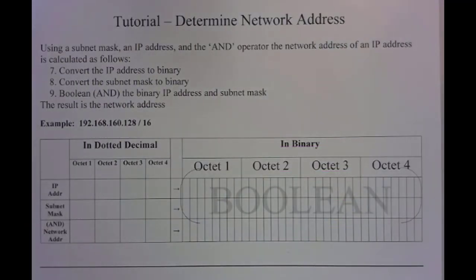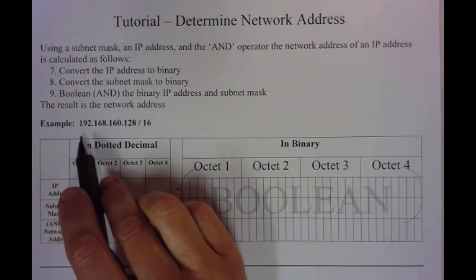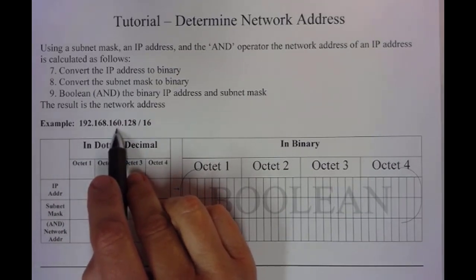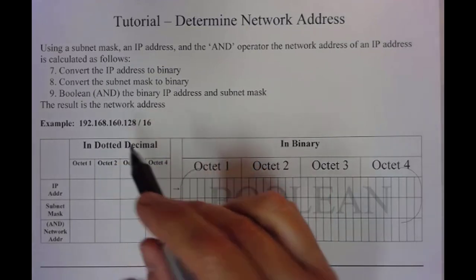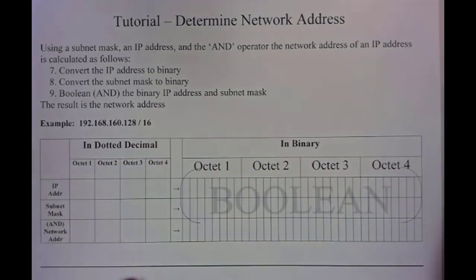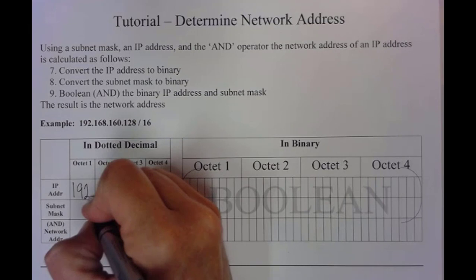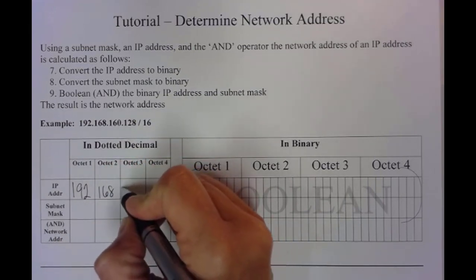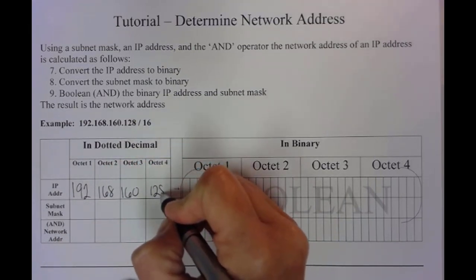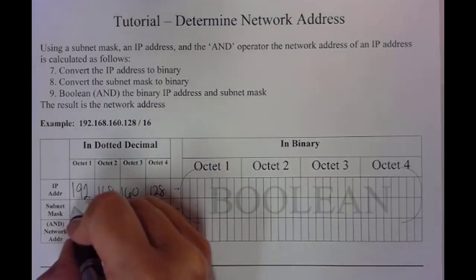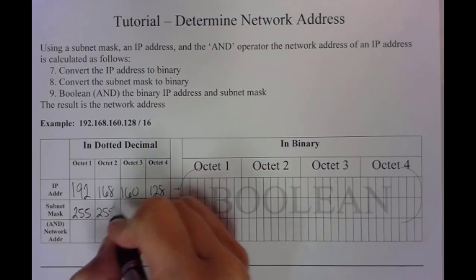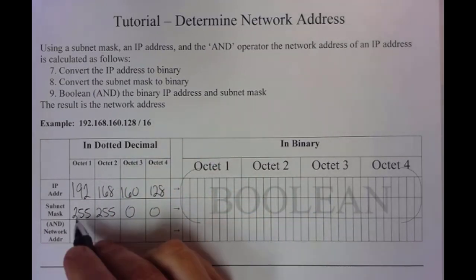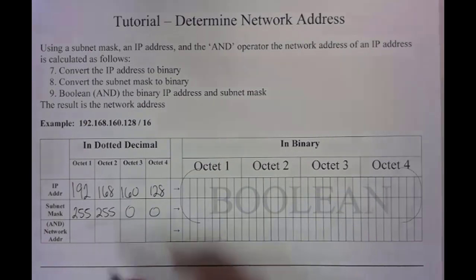Okay, let's do another example. This time we're going to do 192.168.160.128 with a slash 16. We know that the slash 16 represents the subnet mask. I'm going to go ahead and put these values here just to make it a little bit easier so I can see it. My subnet mask is a 16, so what do I know? I know that it's a 255.255.0.0. So I have 16 bits that are on.